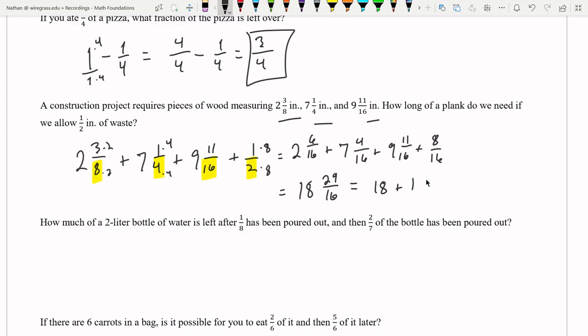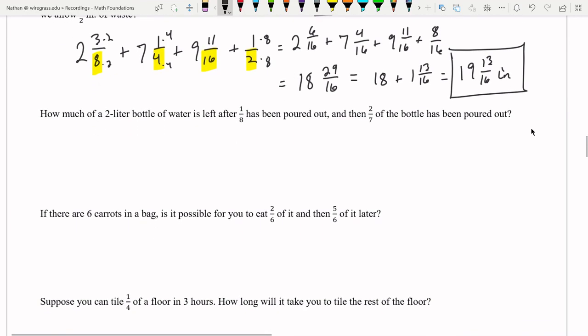And let's see, 13/16 is the remainder. Yes, 29 minus 16 is 13. 18 plus 1 is 19. So that means we have 19 13/16 inches of a plank. That's how long the plank needs to be to get all our desired dimensions.